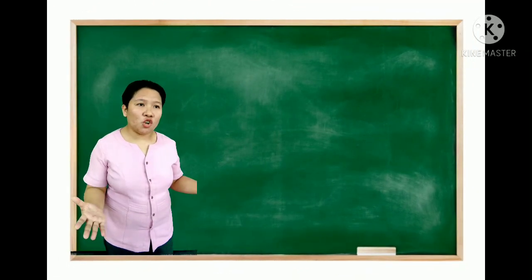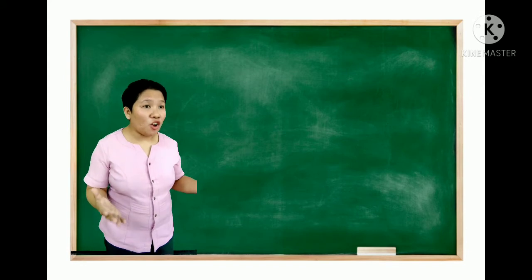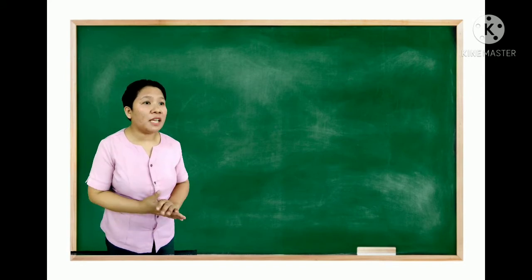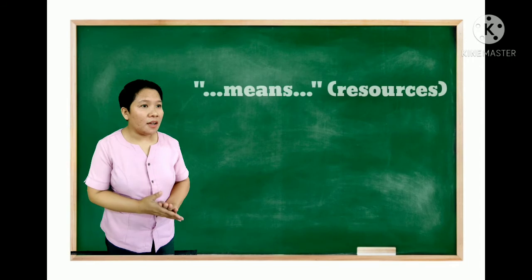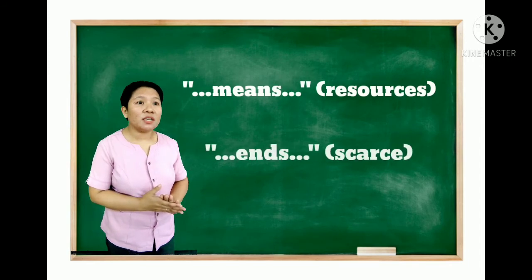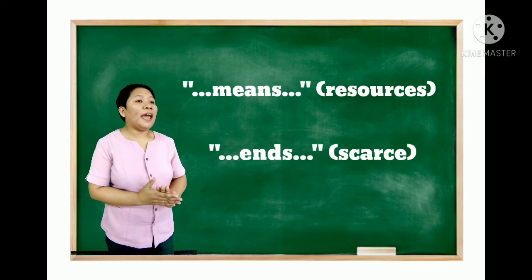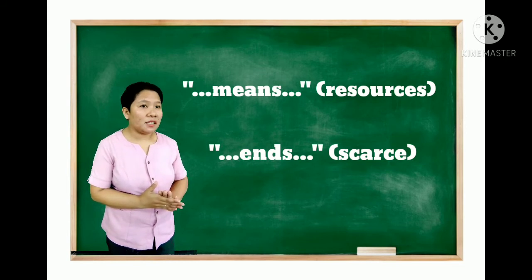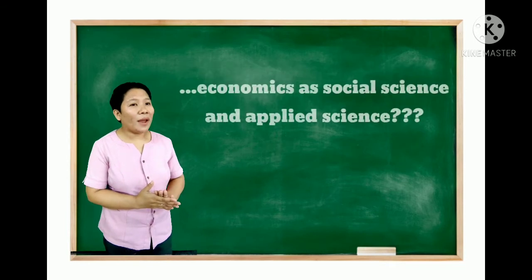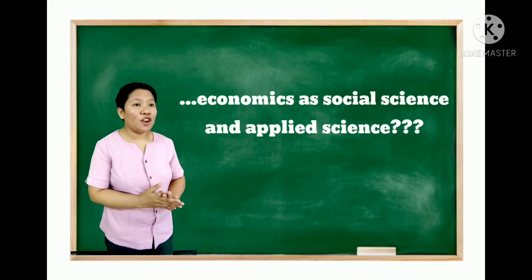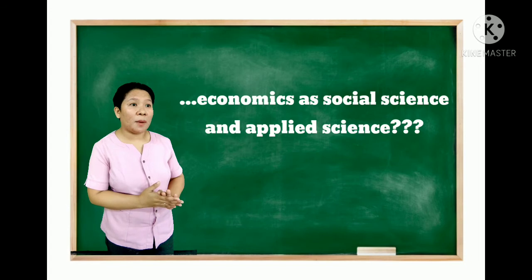With this definition, it makes economics a study of means and ends. The means or resources available for the attainment of the objectives of human life, and scarce, that is, in short supply relative to the demand. But when can we say that economics is a social science and applied science?